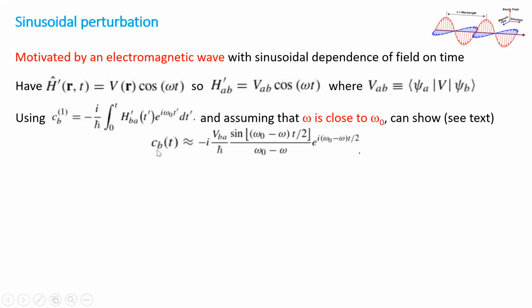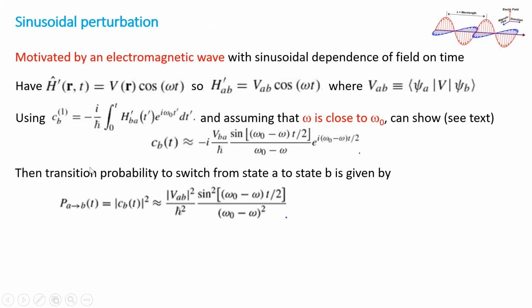So that's the actual CB. What we're really interested in is the amplitude squared of that, because that's the probability. So the transition probability to switch from state A to state B would be given by, since we start out with CB equals 0, so any CB is coming from a switch from state A, would be CB squared, or the amplitude squared. So this minus i would drop out.